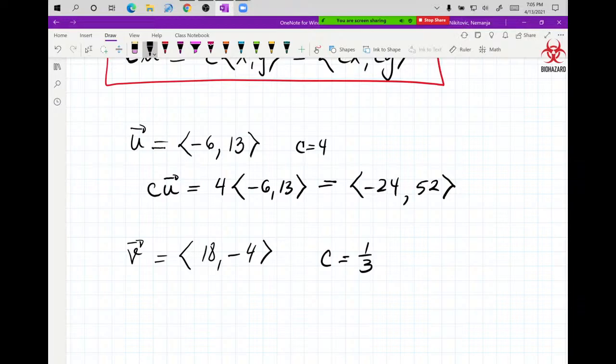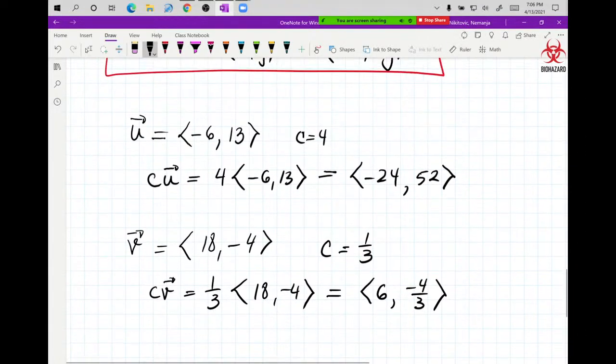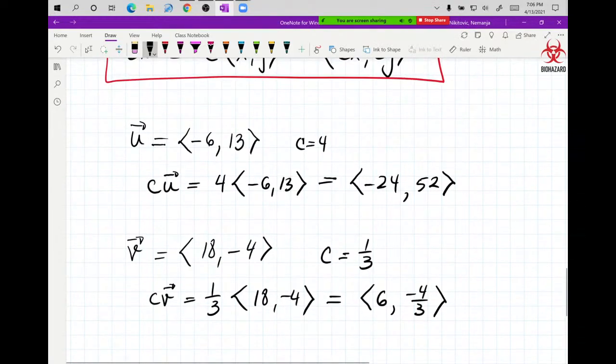So cv is going to be 1/3 of the vector. 18 divided by 3 is 6, and then -4/3. It's okay to have 4/3 as a coordinate component.